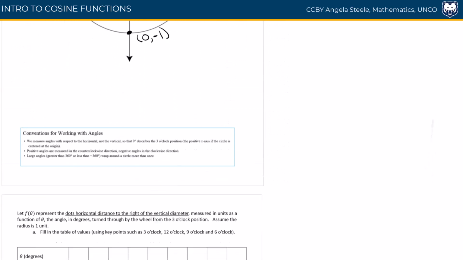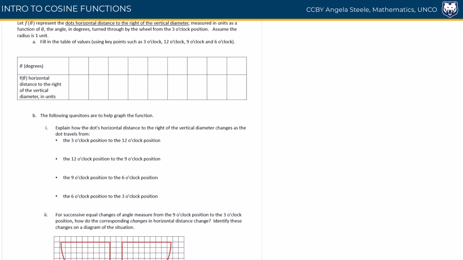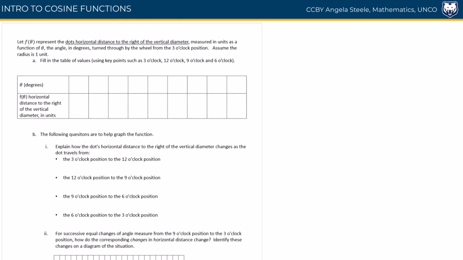All right, let's go ahead and move on to a different type of function. So we're going to change this up quite a bit here. We're going to now let our function represent the dot's horizontal distance to the right of the vertical diameter, right? So I underline that so that we are seeing what the difference is from the previous problem. We're going to measure the units as a function of theta, the angle, measured in degrees. We're still starting from that 3 o'clock position, and we're also assuming that the radius is 1 unit.